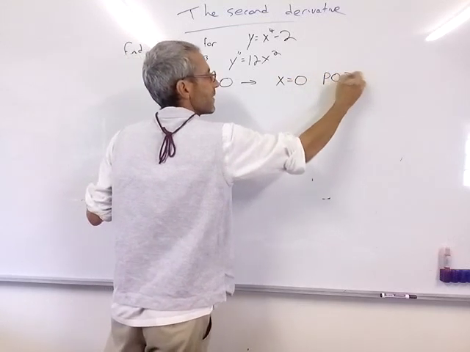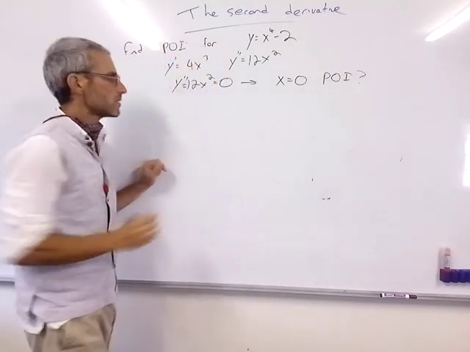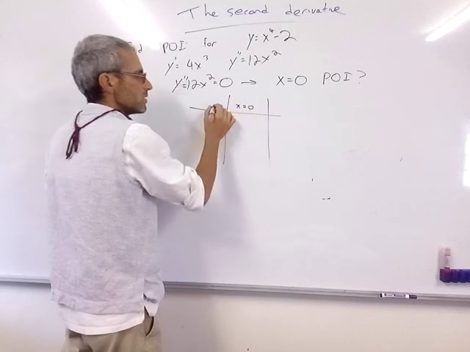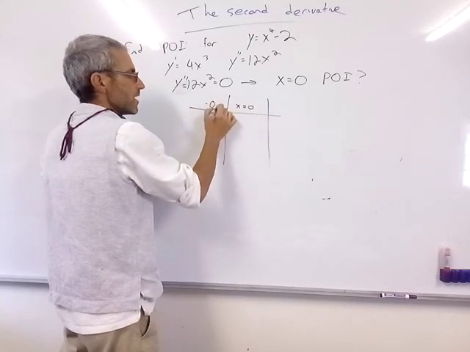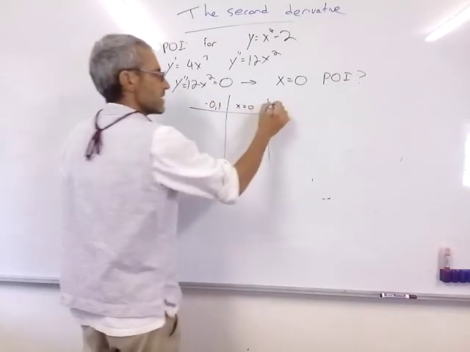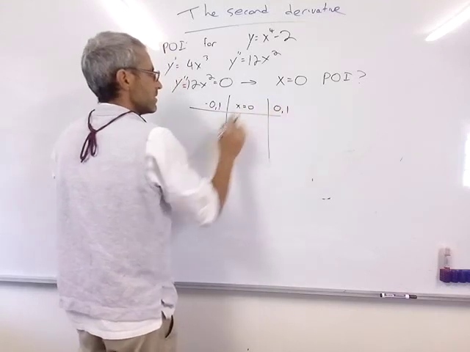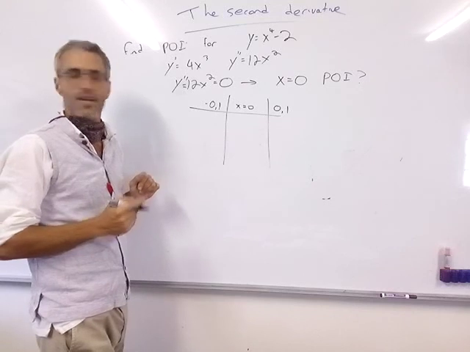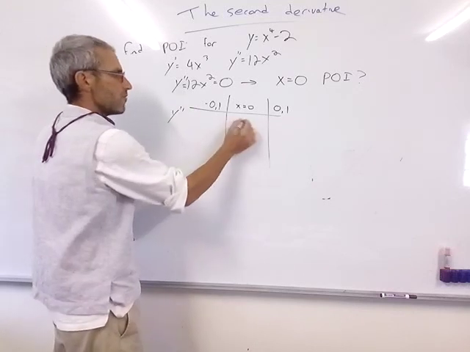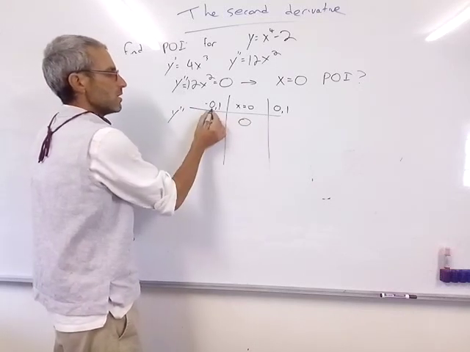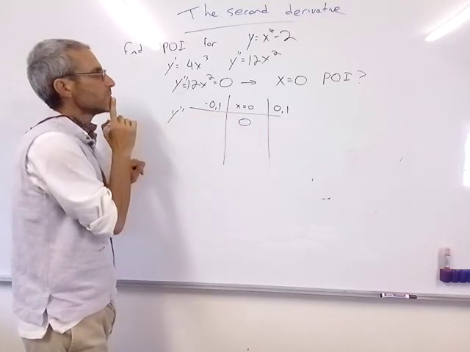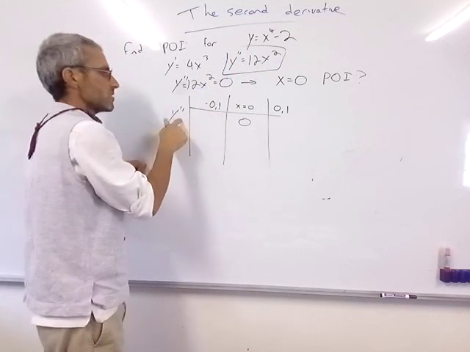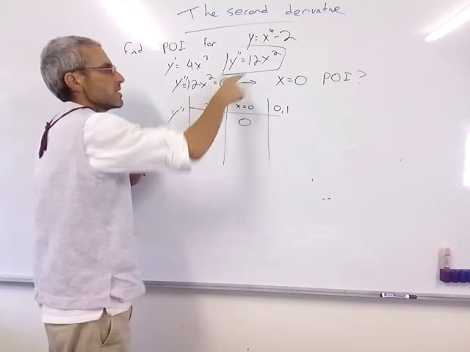Is that a POI? Now I need to test it. So I'm going to put at x equals 0, minus 0.1, plus 0.1, and substitute here and find out the second derivative. Obviously the second derivative at 0 is 0, and for minus 0.1, I need to substitute here, because I'm trying to find what the second derivative is.